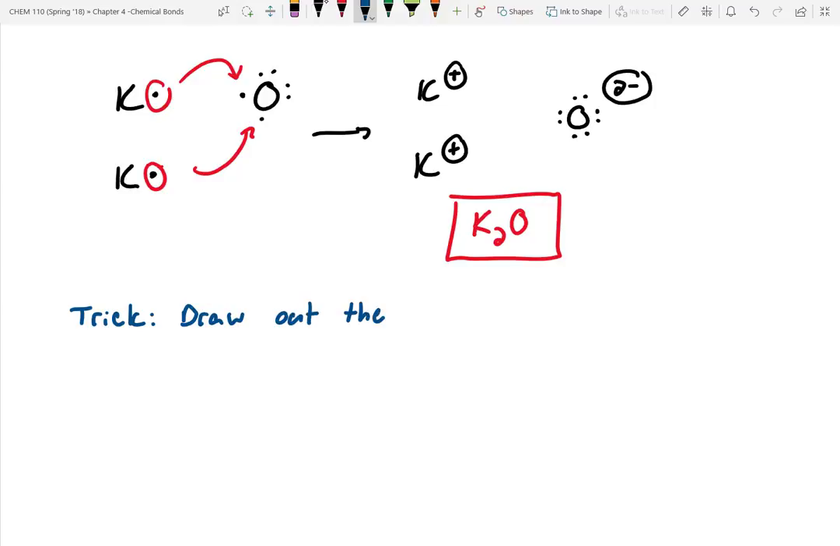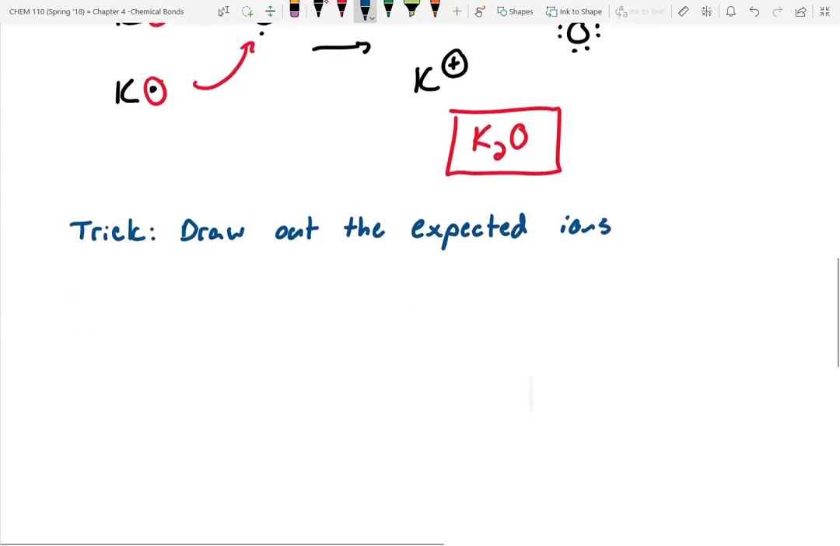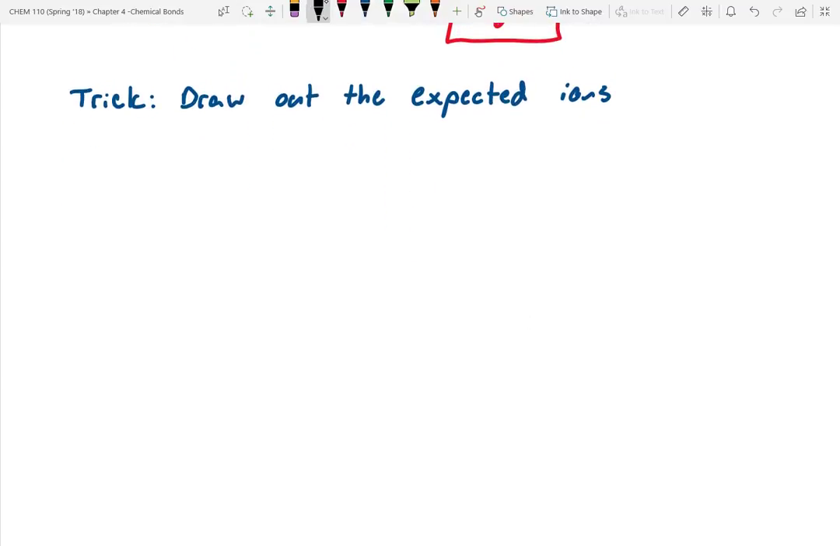Draw out the expected ions. So for example, with potassium we know as an ion will always be +1 because it's in group 1A. So I'd say, all right, +1 here. And then oxygen, I'll put that over here. I'm not even going to draw the dots because we're not worried about them right now.